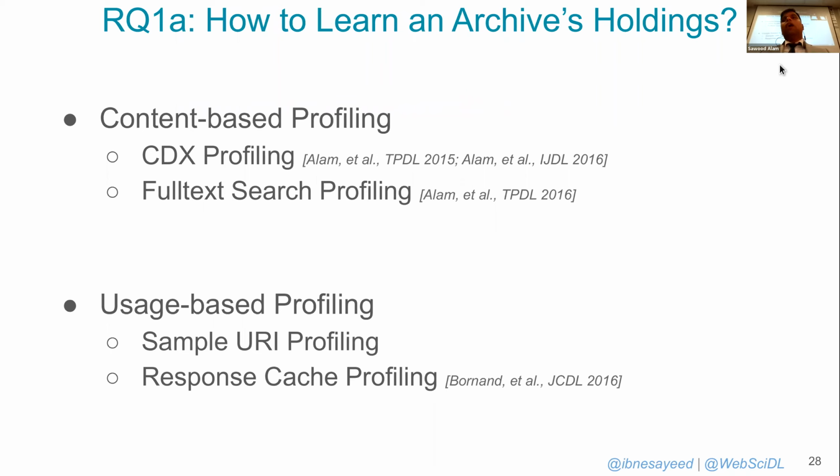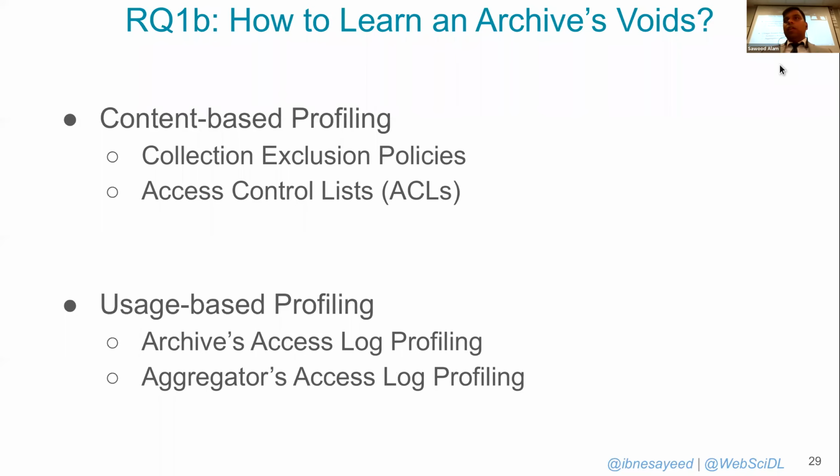How to learn an archive's holdings? There are two main approaches, content-based profiling and usage-based profiling. In content-based profiling, what we do is we look at the CDX files, which are an index of the archive. That gives a complete knowledge of the archive. Or externally, we can use full text search to discover what an archive has. In usage-based profiling, you can have a sample URI list and response cache. If you are running an aggregator for a while, you will learn from experience which archive has what and what it doesn't.